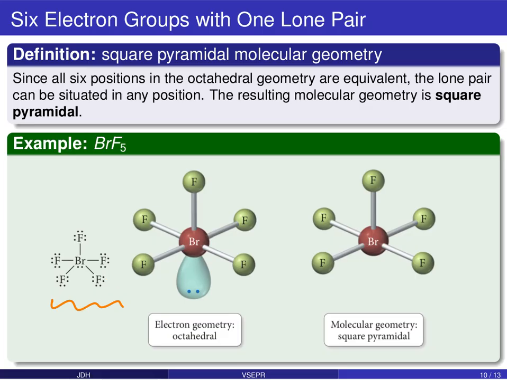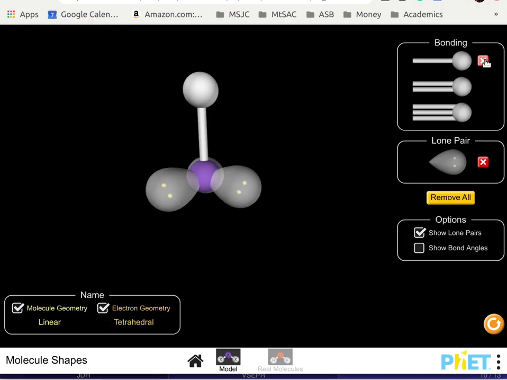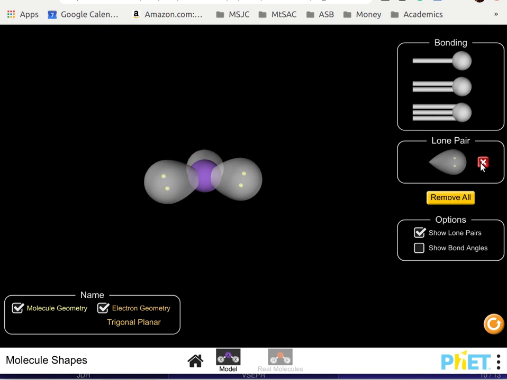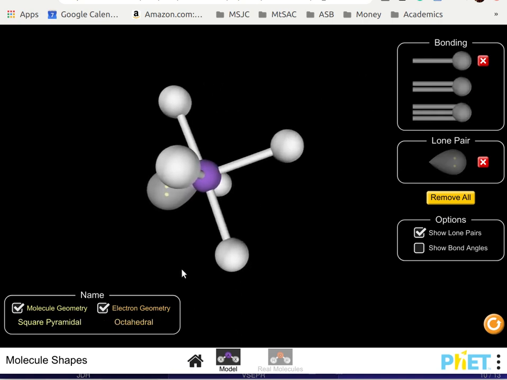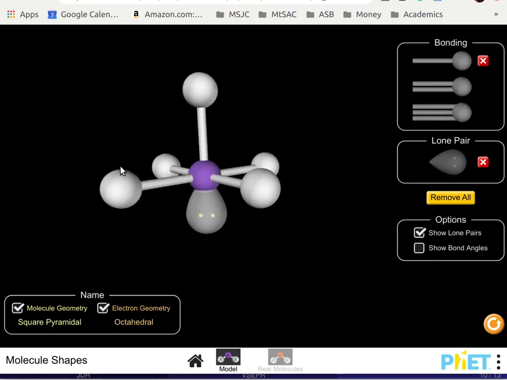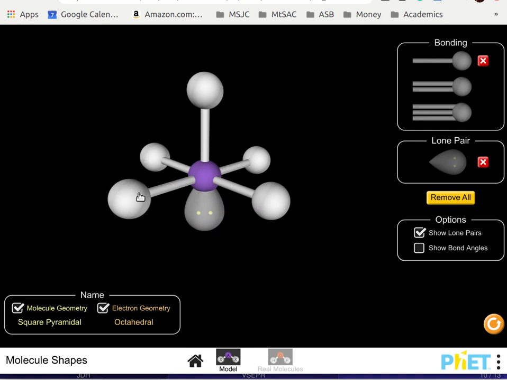Once again, we can turn to our simulation here, and we are considering a situation where we have a total of 5 bonds and 1 lone pair. You can see here how 4 of these bonds form a square base, where the 5th bond pointing straight up would be the vertex of a pyramid. So you've got a square pyramidal structure for that molecular geometry.